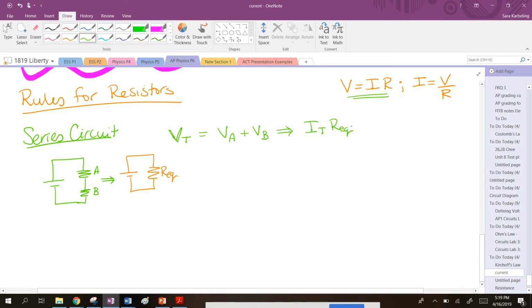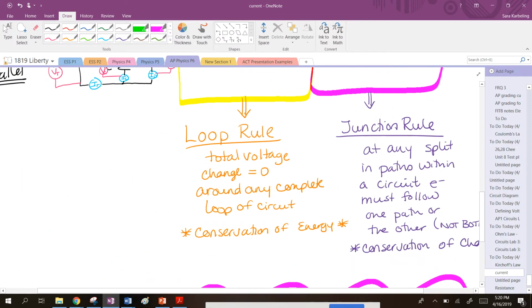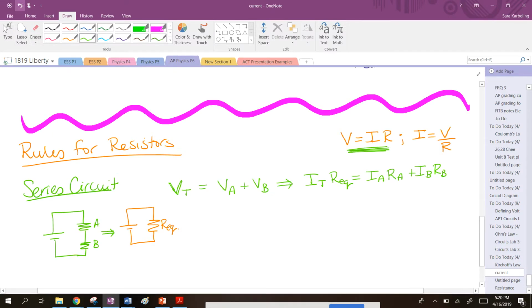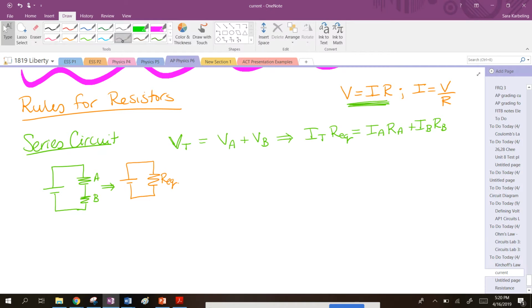So again, IT times REQ, I'm just using Ohm's law, is going to be equal to IA times RA plus IB times RB. So all I did here again was just substitute in IR for every voltage that I had. I'm going to look back up here at what I see for my series circuit. Oh, look at that. I know that all of the currents have to be exactly the same, which means that all of my currents, boop, boop, boop, go away.